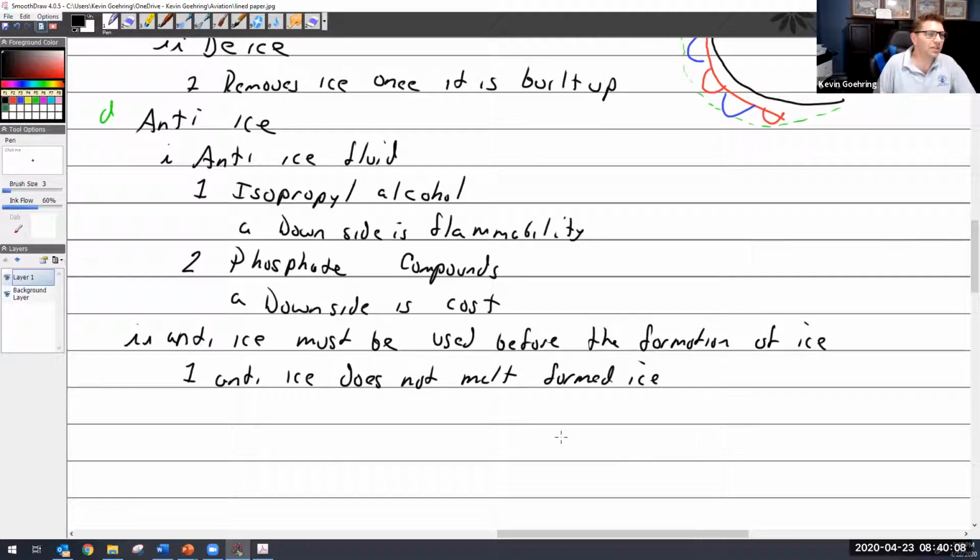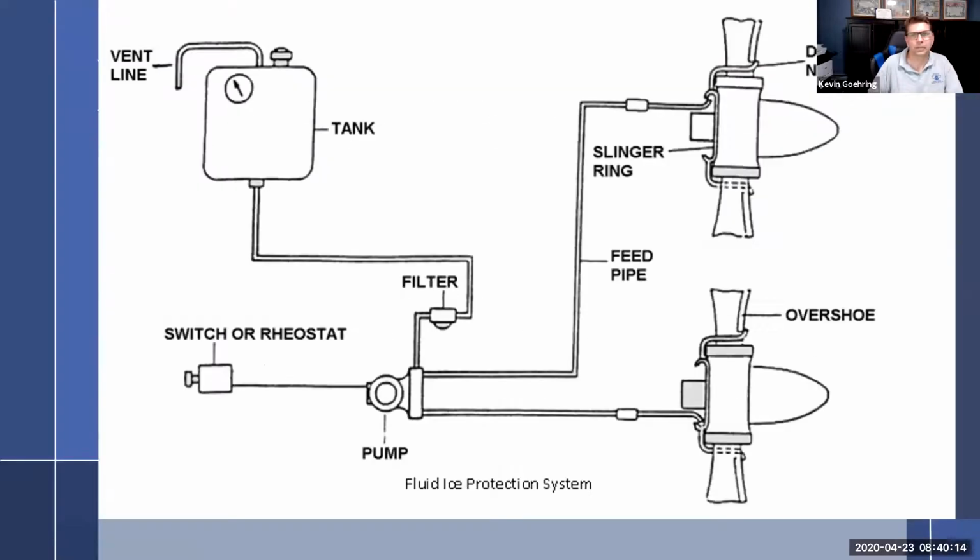So how does it work? What is it? I'm glad you asked. The way it works is it is going to spray anti-ice fluid onto the propellers and direct this onto what is called an overshoe. And that overshoe is really just a rubber boot. So you see this rubber boot on there and go, oh yeah, that must be the anti-ice boot. Now it's just called the overshoe in this case. But you have a tank that is going to be filled with either that phosphate compound or some isopropyl alcohol. Of course, you have the filter, the pump. The purpose of the switch or rheostat, a switch would be something that's on off. A rheostat is something that controls the speed of the pump.